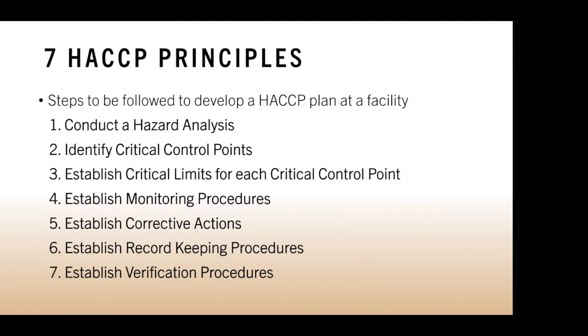There are 7 principles that are part of the HACCP process. They are listed here, and we will go into each one of these in depth. 1 is to conduct a hazard analysis. 2 is to identify critical control points. 3 is to establish critical limits for each critical control point.